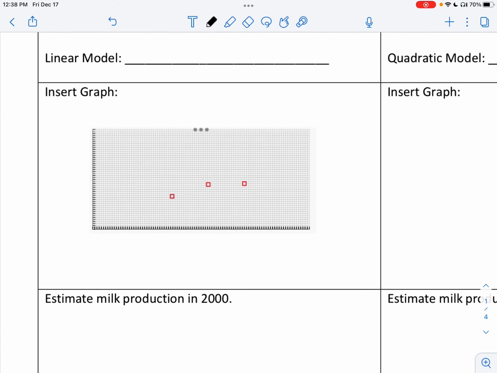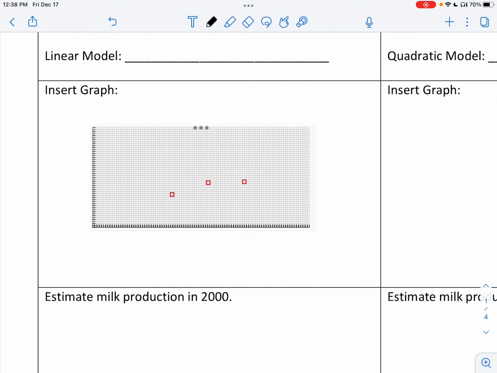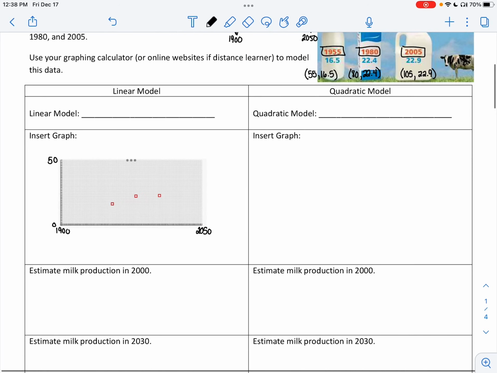So if you want to put some labels on there, you're more than welcome to, right? This is from 1900. And this is 2050. And this is from 0. I do believe we went up to 50 for the milk production. And you can carry that graph over to the other side as well.